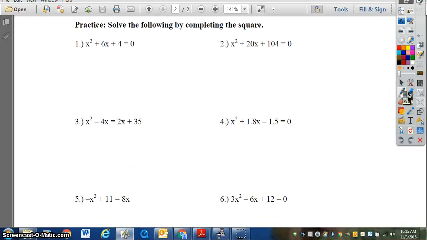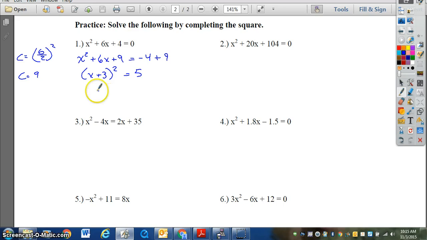So, go through number 1. First thing you want to do is move over the plus 4, and get negative 4. I'm going to take half of 6, and then I'm going to square it, and that's going to be my new C value, which is going to be 9. So I add 9 to both sides. I'll get x plus 3 squared when you factor that. That will be equal to 5. Take the square root of that, so it's plus or minus the square root of 5. And then I'll subtract 3 over. And that's what you would have. Okay? Stop there.